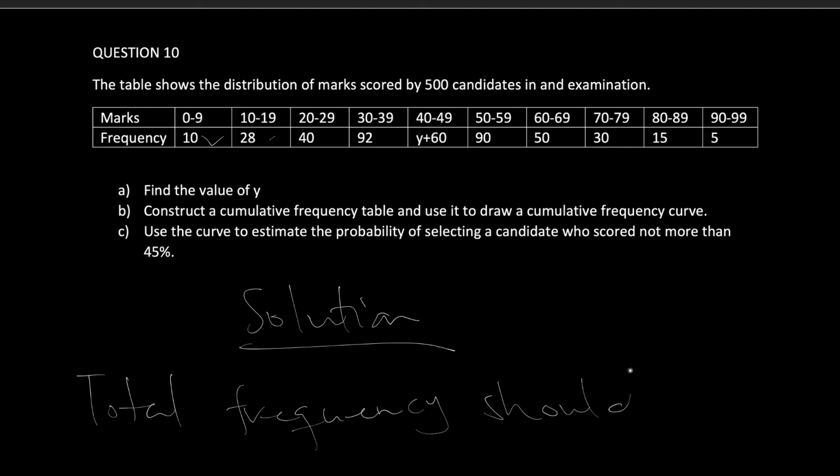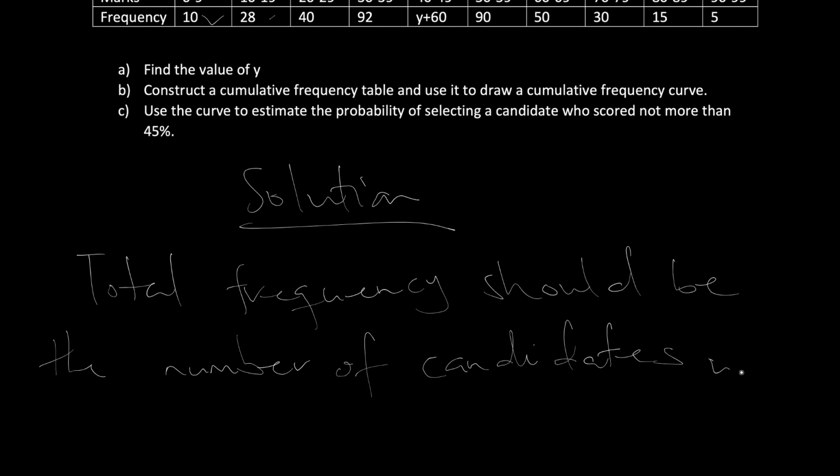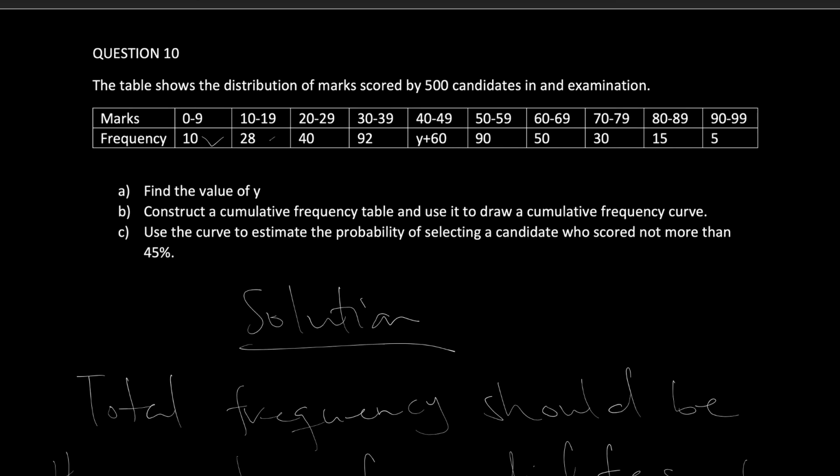should be equal to the number of candidates who took the examination. And we are being asked to find y. So what it means is that 10 plus 28 plus 40 plus 92 plus y plus 60 plus 90 plus 50 plus 30 plus 15 plus 5 should be equal to 500.